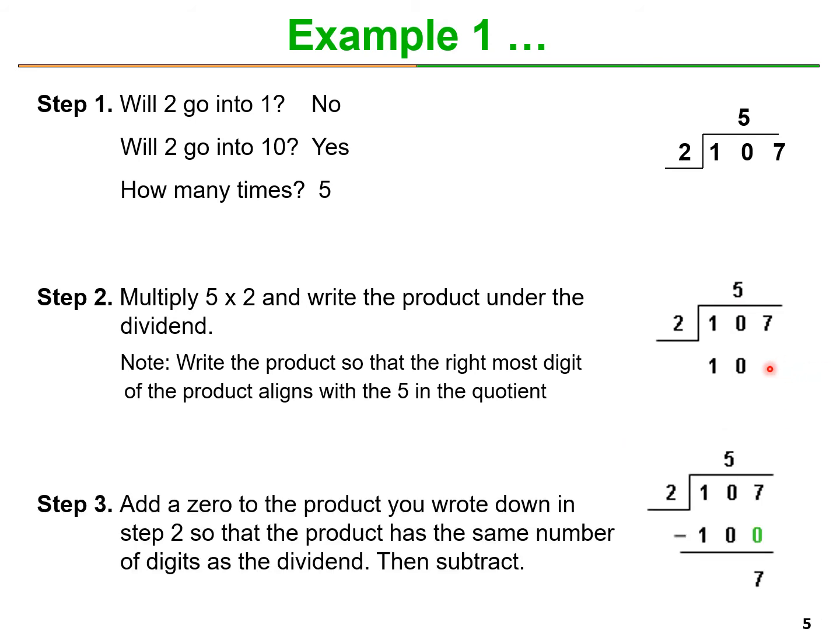Add a 0 to the product we wrote down here. So we wrote down a 10, which was the product. So we're going to add a 0 so that this number here has 3 digits, just like the dividend. The dividend has 3 digits, so we want this number to have 3 digits. Then subtract. 7 minus 0 is 7. 0 minus 0 is 0. 1 minus 1 is 0. Of course, we don't like to put leading zeros before a number.